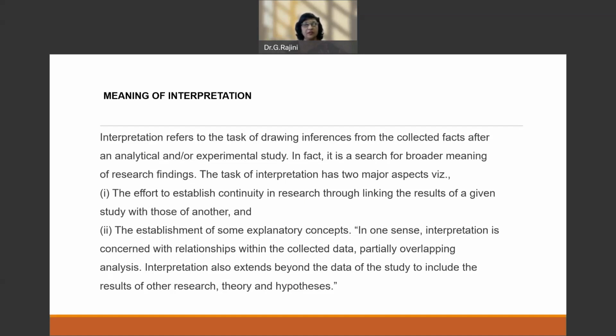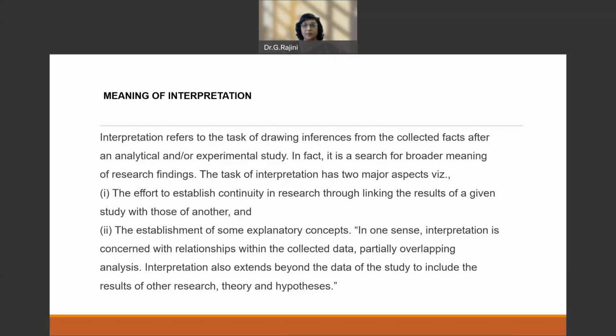So interpretation refers to the task of drawing inferences from the collected facts after an analysis or experiment has been done. In fact, it is a search for the broader meaning of the research findings. So what does this pattern talk about? When you look at the stars in the sky, based on our imagination, we connect the dots. So you need to interpret it and extrapolate it so that it gives meaningful inferences to the decision makers.